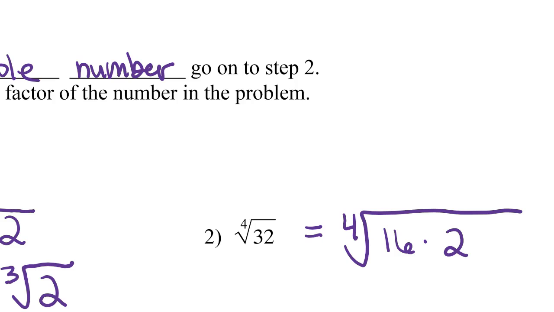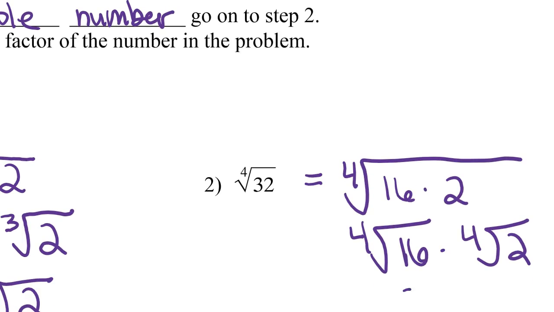What part of this tells you which chart to look at? The root, the 4. Good. Okay, so it's the fourth root of 16 times the fourth root of 2. 2 can't be broken up anymore. There are no fourths that go into the 2. So what's the fourth root of 16? 2. So our answer is whole number 2 times the fourth root of 2.